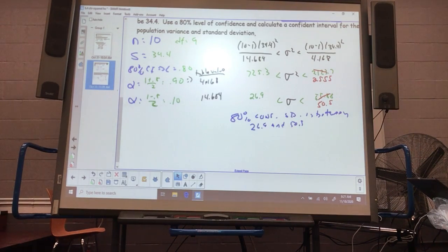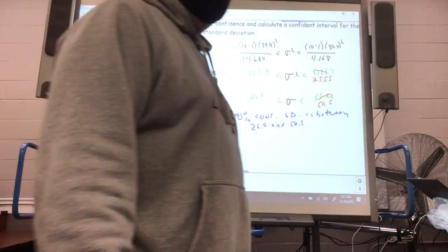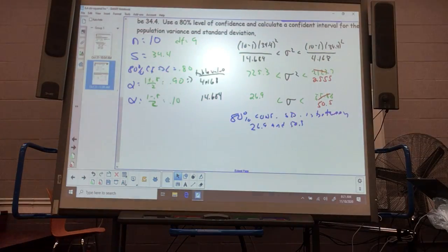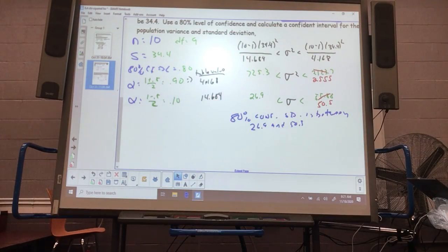Tomorrow will be a review day over confidence intervals. Friday will be the quiz over confidence intervals. That's where we're at. Next Monday will be a review day for chapter 5 and 6. Tuesday will be a unit test over chapter 5 and chapter 6. So the next 4 days are classes where we're going to have just a bunch of evaluations. So you need to keep up with the material as we go forward. Rest of time is yours.